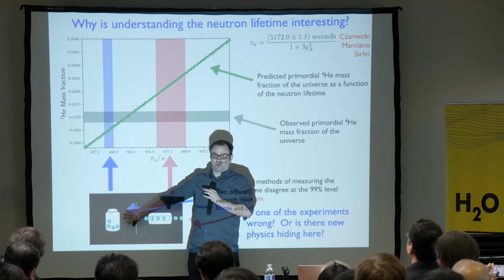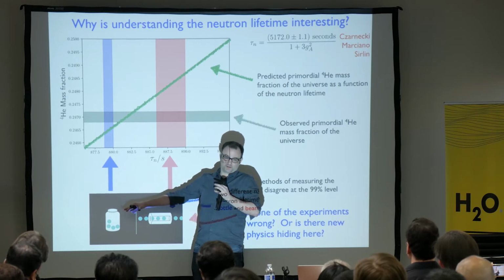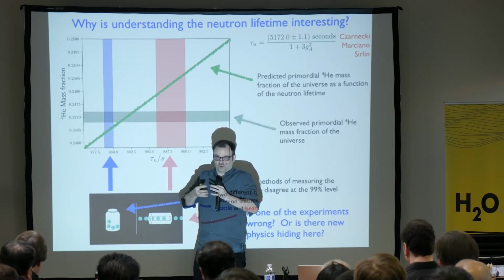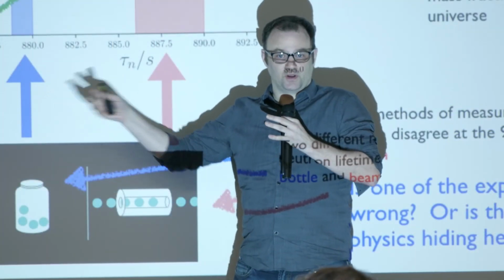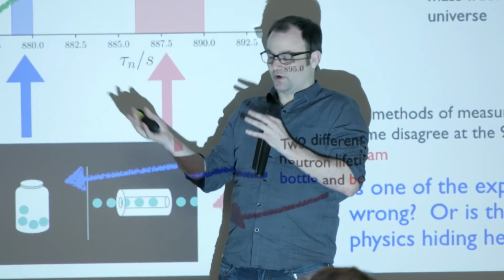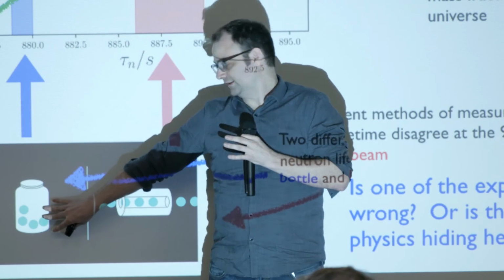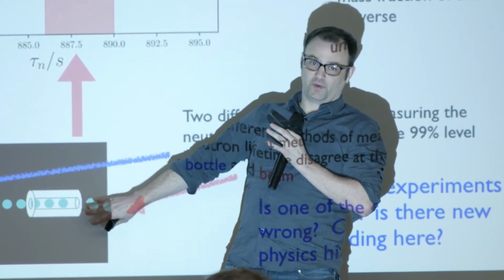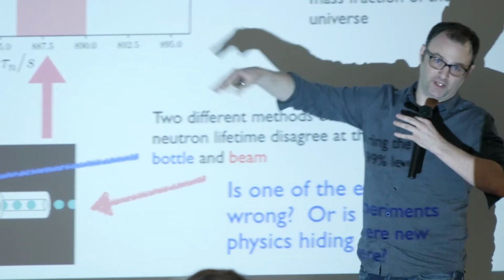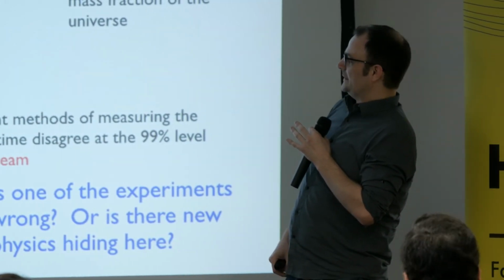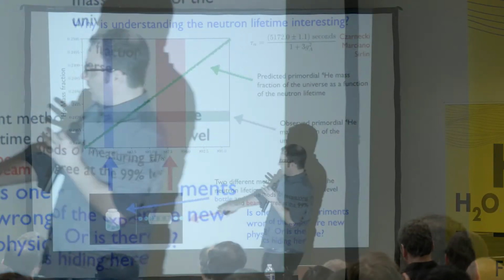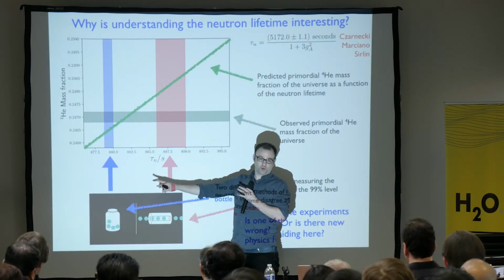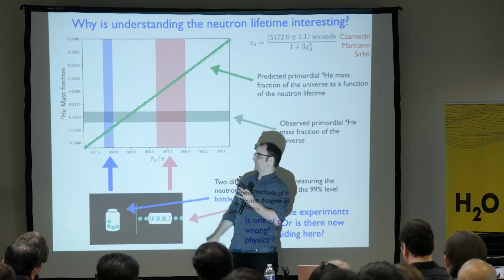So if you can imagine trapping neutrons in a bottle, it's not quite so simple, right? Because what's the wall of some object? Well, to us, it's just a wall, but to a neutron, it sees other neutrons. So you have to trap them magnetically, and you can watch them decay. Or there's another type of experiment called beam experiments, where you shoot them through and watch them decay as they travel through. And it turns out when you measure the neutron lifetime, you get 2 different answers depending on which type of experiment you do.